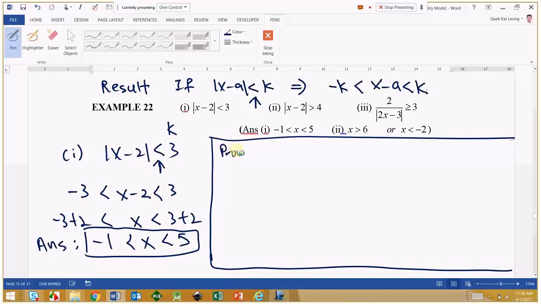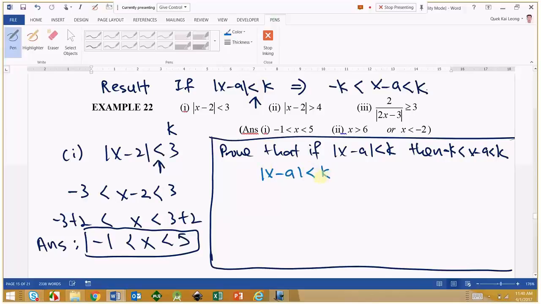Proof that if absolute x minus a is less than k, then x minus a is between minus k and k. Okay, write nicely. Now I'm going to prove to you that if absolute x minus a is less than k, then if I remove the absolute sign, x minus a is between minus k and k. I start with this first: absolute x minus a is less than k.